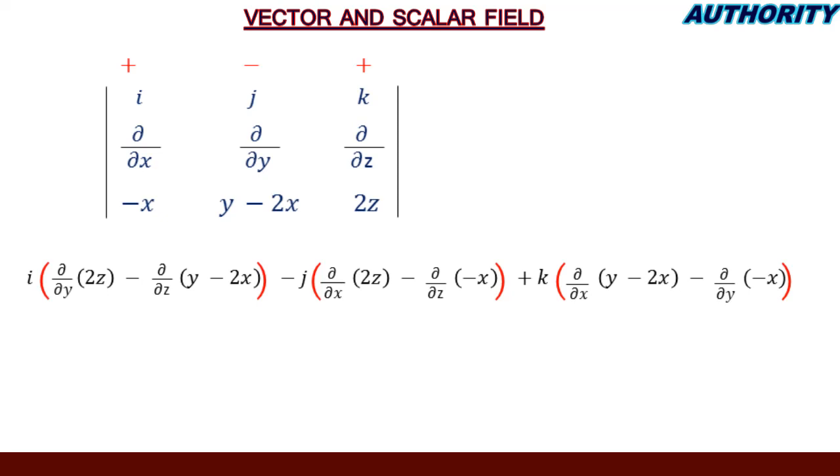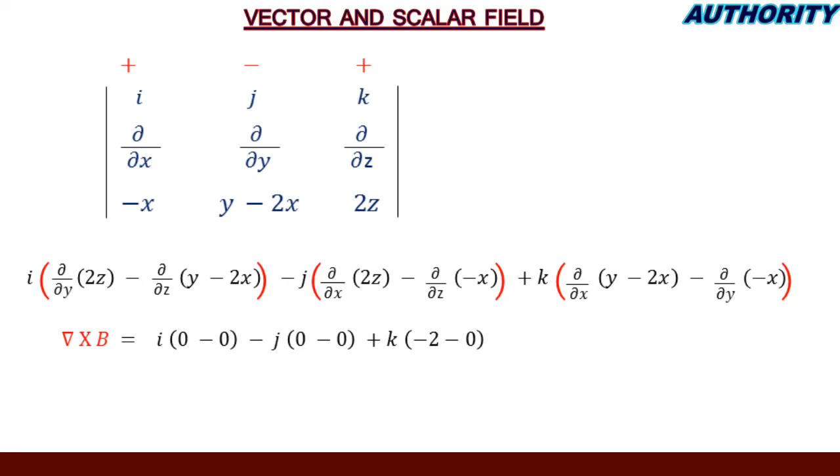Now let's simplify. The partial derivative with respect to y of 2z is going to give us 0, minus the partial derivative with respect to z of y minus 2x, which is also 0. Again, on this j, where we have minus j, the partial derivative with respect to x of 2z gives us 0, then minus the partial derivative with respect to z of minus x is also 0. So here we have 0 minus 0.